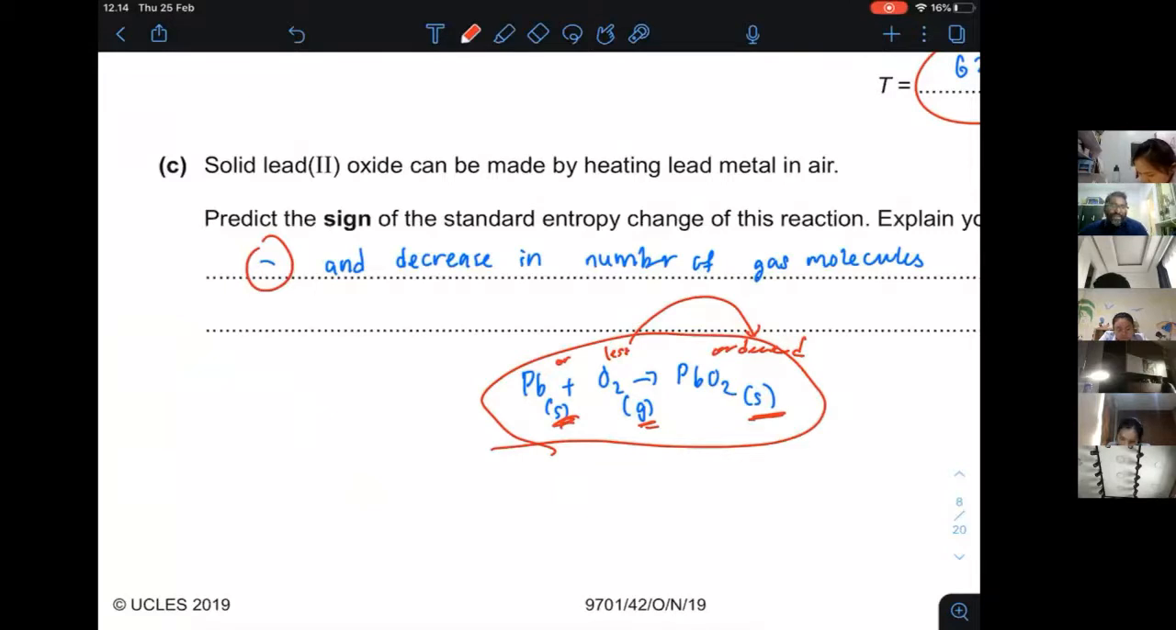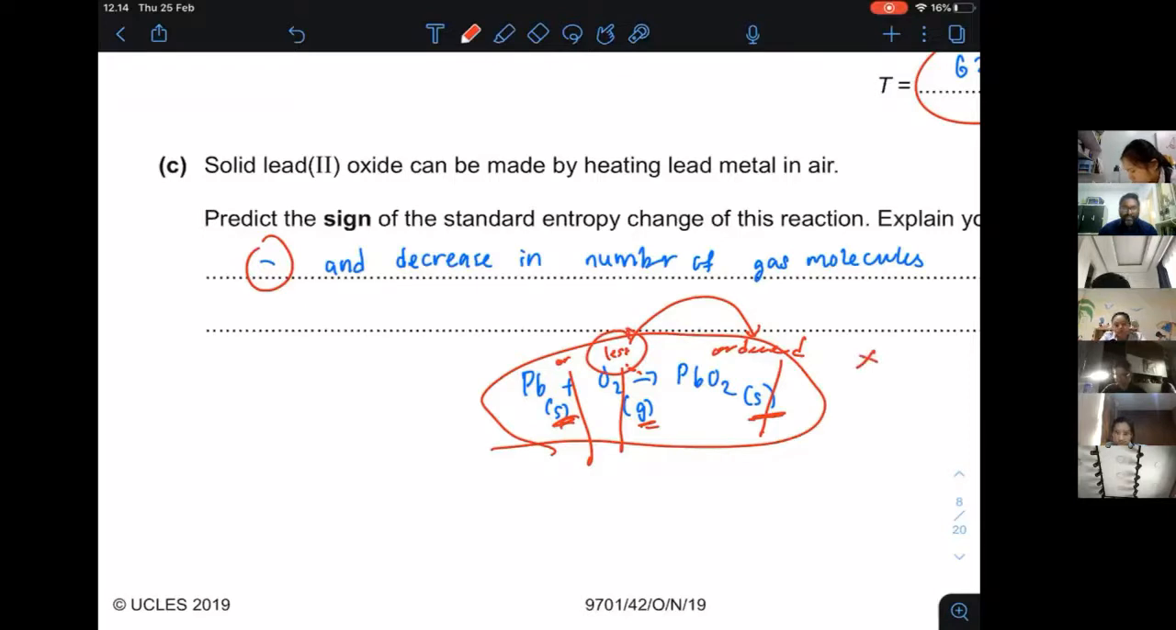So when everything becomes ordered, we don't like it, so we just put negative over there. But when they ask you to explain, you don't just say it went from less ordered to ordered. You just explain: what is the conclusion that I'm getting? Oh, I see, this one is going to be oxygen gas. So it's less ordered, but now no gas.